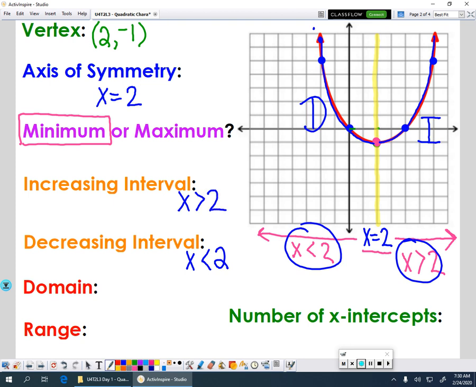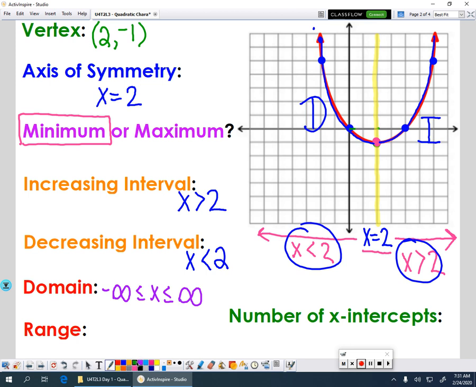All right, your domain and your range. Your domain is going to always be, for these kinds of parabolas, unless they're word problems, all real numbers. We're talking about every number from -infinity all the way to +infinity. What that means is I could plug in any x value into this parabola and get a y value that would be part of this parabola. So there are no limitations on my x value, so from -infinity to +infinity.